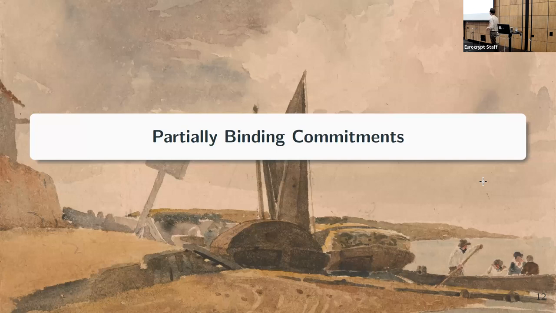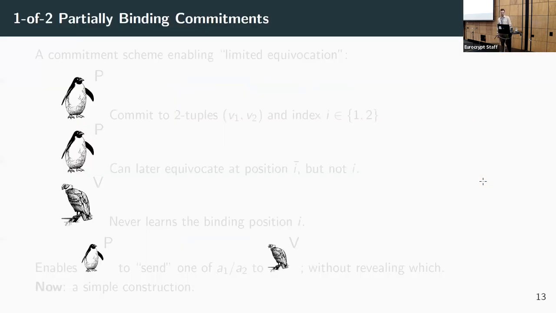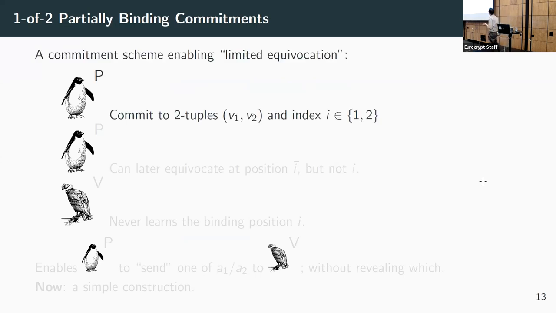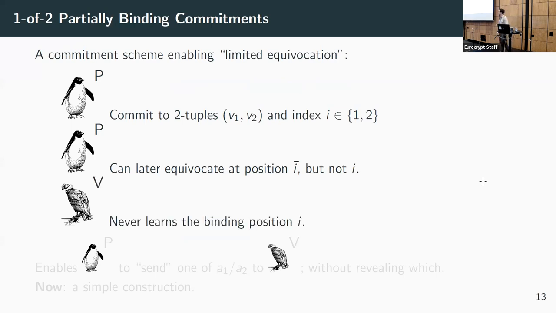In order to get around this chicken and egg problem, we introduced the notion of partially binding commitments. This is a commitment scheme in which we can have a committer, which is going to be the prover, commit to two tuples and some index I in such a way that the prover can later equivocate at the position that is not I, but not in the I position. So, for instance, if I is 1, he can equivocate in V1, but not on V2. So you can equivocate on one of the two positions. The crucial observation here is that when the committer eventually opens this commitment, the verifier does not learn which position was binding. This will intuitively enable the prover to send one of the first round messages, because he's going to commit to one of them without the verifier ever knowing which one.